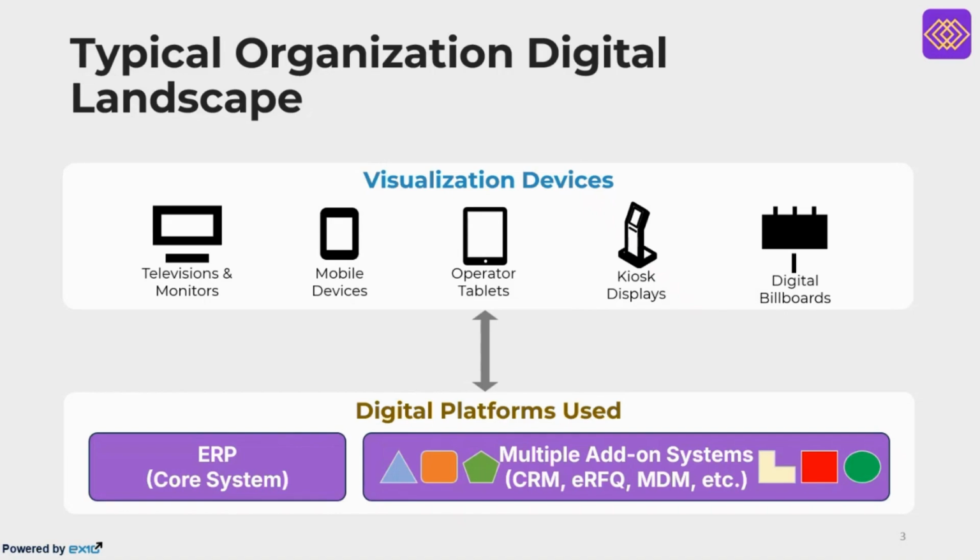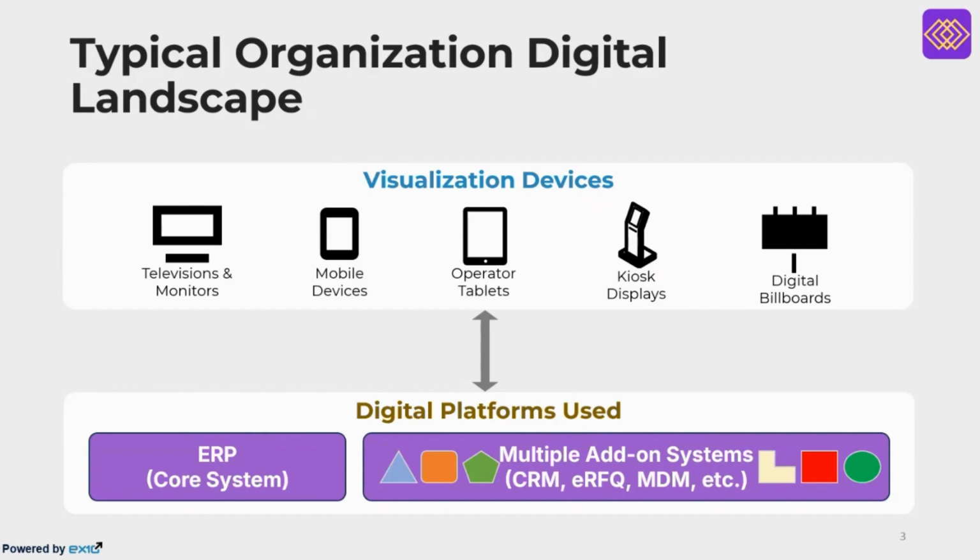And within the organizations, there will be a whole number of visualization devices. For example, TVs and monitors, mobile devices, touch-enabled devices such as operator tablets or touch screens put on kiosk displays, especially in shop floors, and digital billboards, like the ones you see in a lot of sales outlets. Normally, information to all of this is not very well organized. It's fed manually. So that's the challenge that we see.